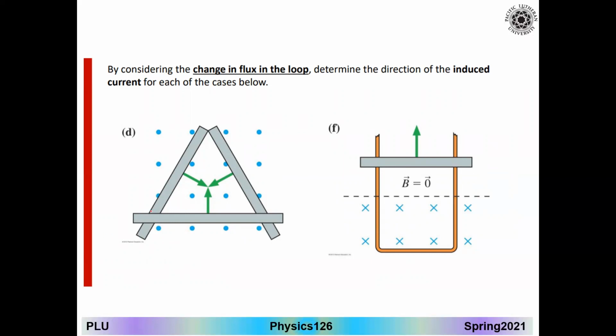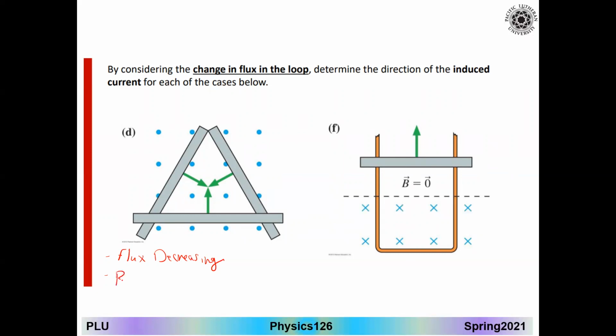In figure D, we have triangles pointing toward each other. What does that mean? The area will decrease, so the flux will be decreasing as well. According to Lenz's law, when the flux decreases, the loop will resist that action and try to increase it.